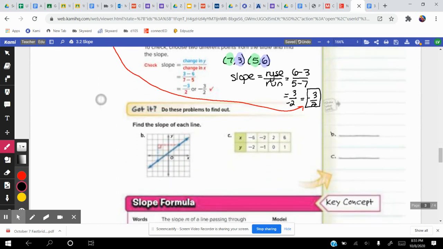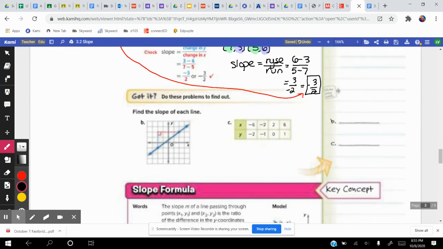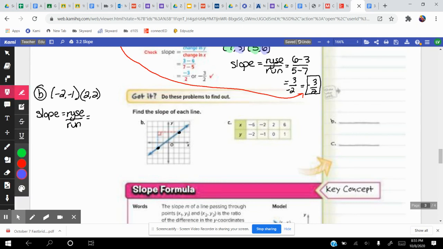Got it? We're going to do these problems to find out. Letter B. Find the slope of each line. So I'm going to take this point, negative 2, negative 1, and the point 2, 2. And I'm going to find the slope. So slope equals rise divided by run. Here are my y values, negative 1 and 2. Then I have my x values of negative 2 and 2.